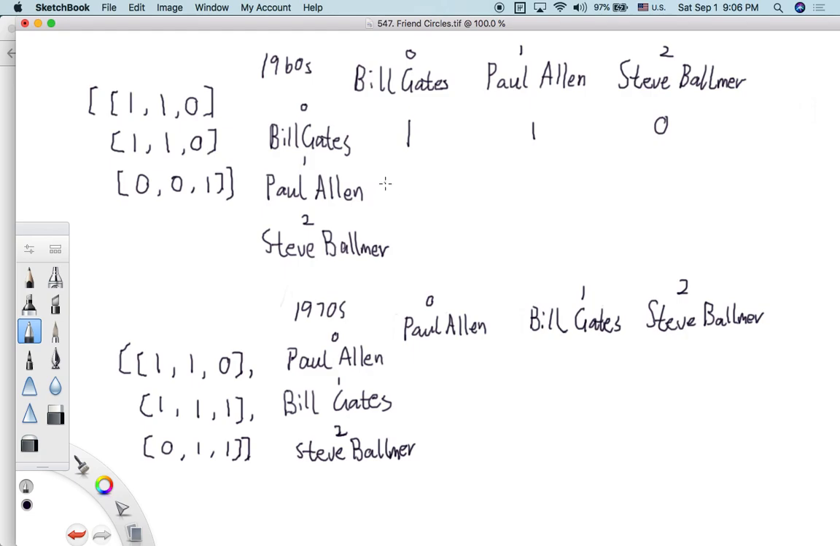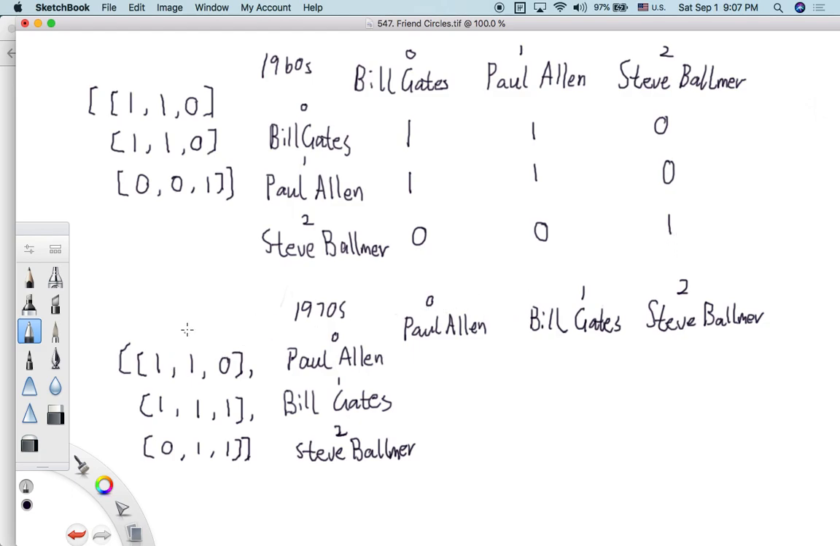Paul Allen also knows Bill Gates. Because Bill Gates is a friend of Paul Allen, as that note indicates, Paul Allen is also a friend of Bill Gates. And Paul Allen is also a friend of himself. Paul Allen didn't know Steve Ballmer either, so mark 0 here. Steve Ballmer didn't know Bill Gates and didn't know Paul Allen, so mark 0. Steve Ballmer only knows himself, so he marks himself as a friend of himself.